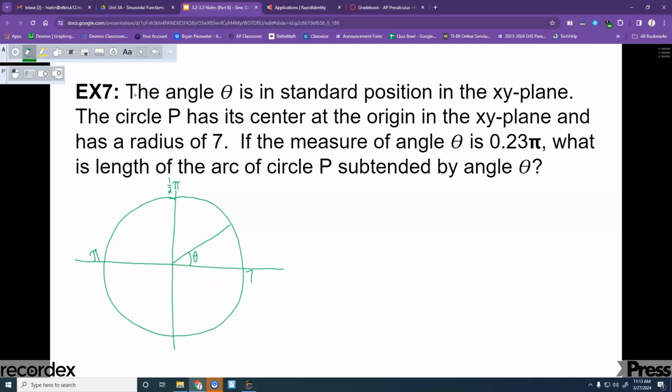And it says, what is the length of the arc of the circle P subtended by angle theta? That's circle P, that's our center right there. Subtended means our angle is right here. If an arc is subtended, it means that it is the arc between the 2 points where that angle intersects. So we're looking for this arc right here.